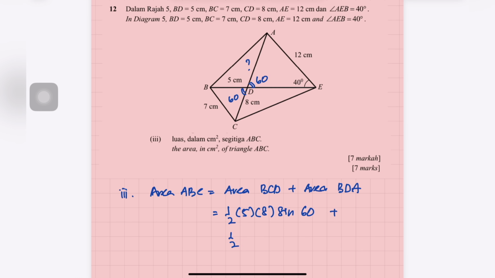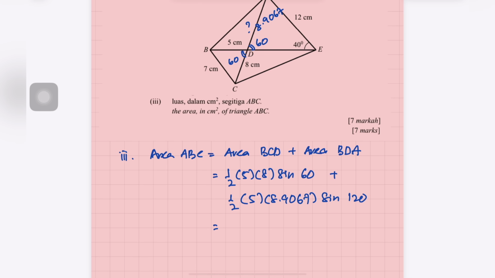BDA. Okay, just now this length AD is 8.9067, right? Okay, so then 1 over 2 times 5 times 8.9067, okay, times sine 180 minus 60, so 120. So then we can directly calculate this one, become 36.6041.